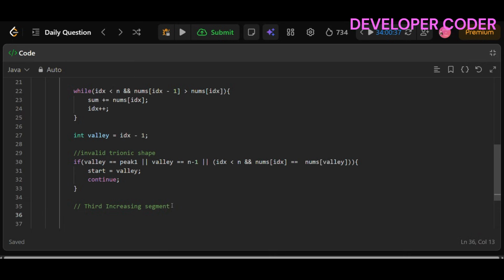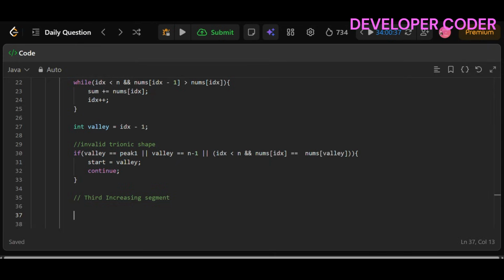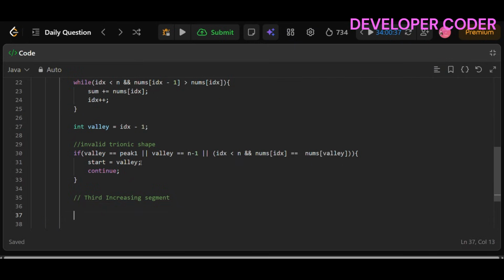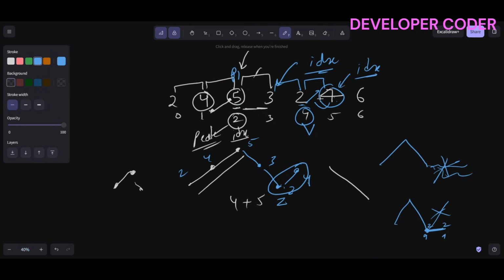So the third increasing segment also, here this one point will be fixed. Okay, so here 2 4 5, then 3 2, then 1, here I will see 4, and this part should be fixed. So if we are moving to the third segment, definitely here we didn't continue, and definitely we have some increasing value after this. So let's take this value to the sum.